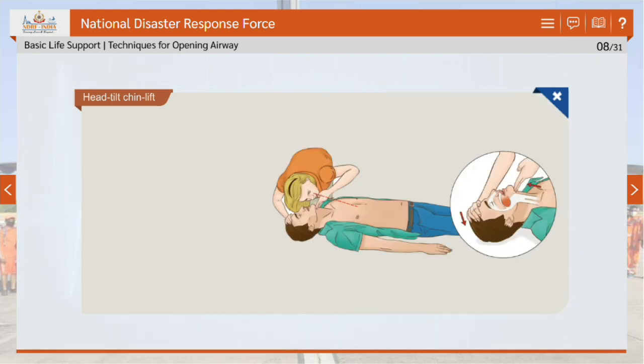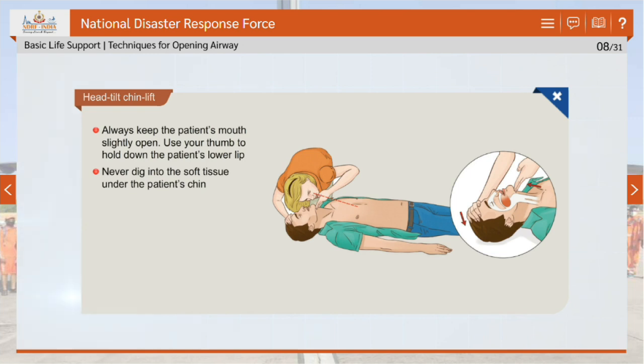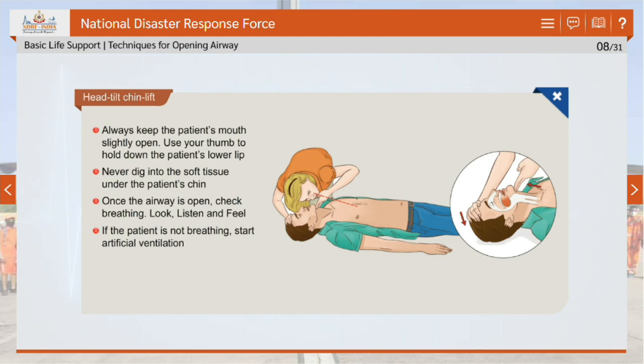Here are some necessary precautions you need to take while doing head tilt, chin lift. Always keep the patient's mouth slightly open. Use your thumb to hold down the patient's lower lip. Never dig into the soft tissue under the patient's chin. Once the airway is open, check breathing. Look, listen and feel. If the patient is not breathing, start artificial ventilation. If unable to ventilate, assume the airway is obstructed.